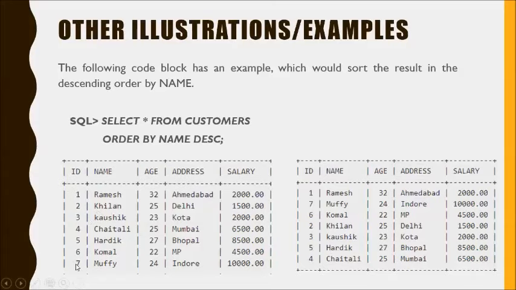So now we are going to see the output using this SQL statement, select asterisk from customers order by name descending. So we have 1 Ramesh, 7 Mafi, 6 Komal, 2 Kilan, 3 Kaushik, 5 Hardik, and 4 Chaitali. So we have arranged the names of the customers in descending order.